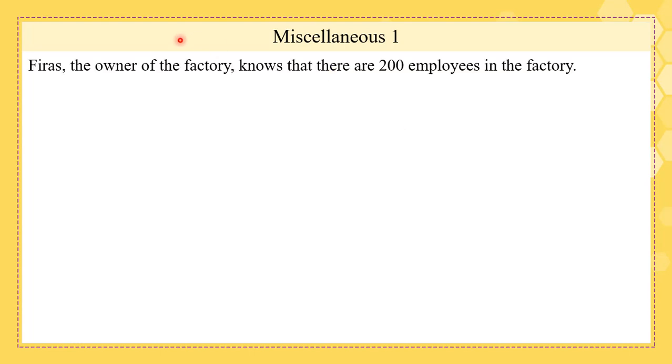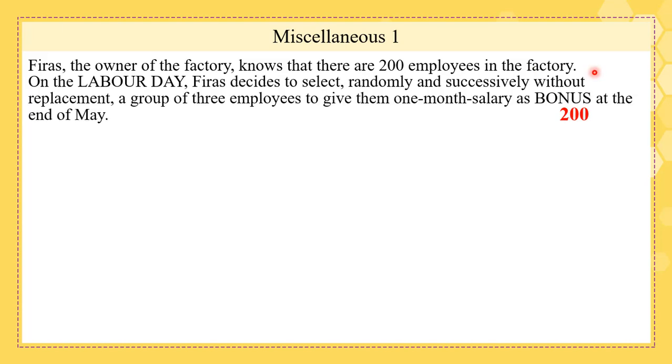Now let's continue talking about the same story. We are still in the same factory and see what's happening. Firas, the owner of the factory, knows that there are 200 employees in this factory. Now, when we know the total number of employees in the factory, we can translate the tree into a table. And let's see why. So these are the 200 employees. On Labor Day, Firas decides to select randomly and successively without replacement, pay attention, randomly and successively without replacement, a group of 3 employees to give them 1 month salary as bonus at the end of May.